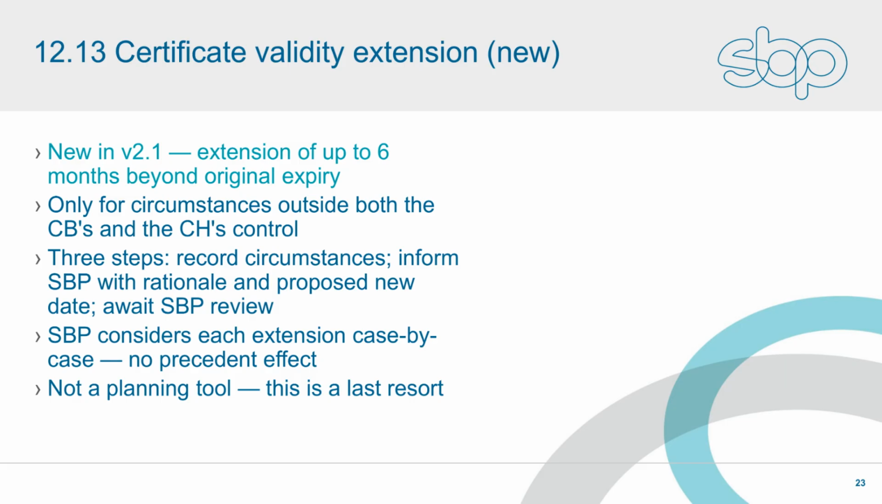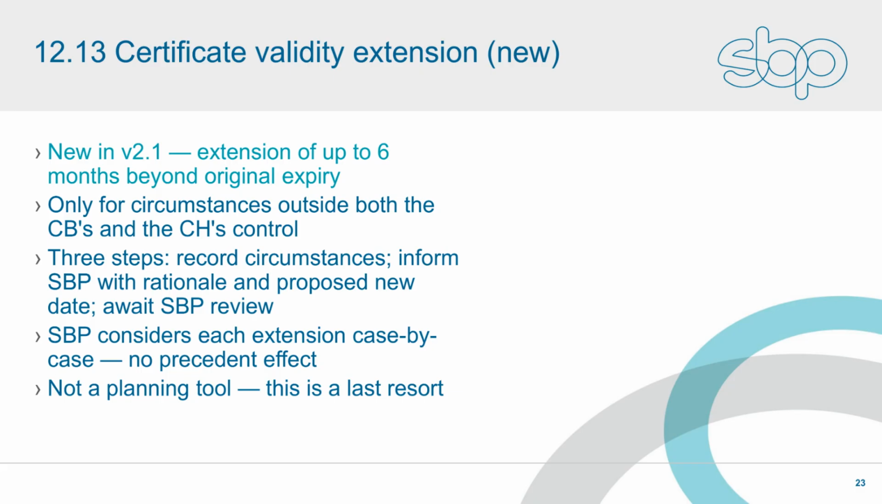First, the certification body records the circumstances. Second, it informs the SBP Secretariat, providing the rationale for requesting an extension and a proposed new validity date no more than 6 months beyond the original expiry. Third, it awaits SBP's review. If SBP approves the request, SBP updates the audit portal entry. The standard explicitly states that each extension is considered on a case-by-case basis, and none is taken as forming any precedent.